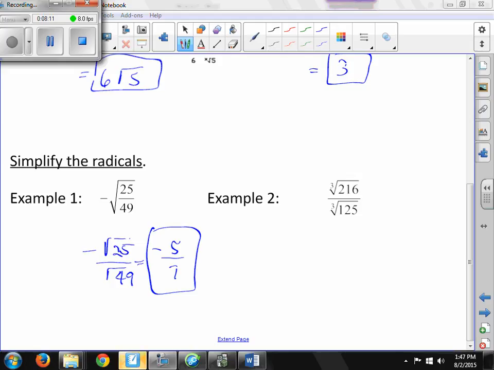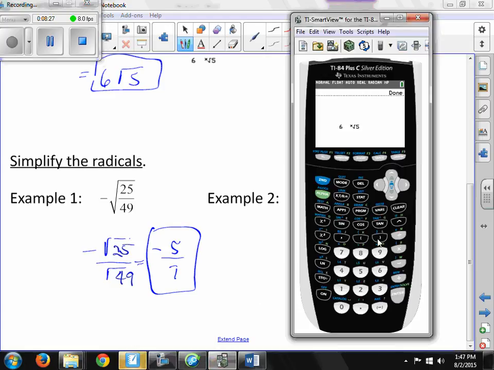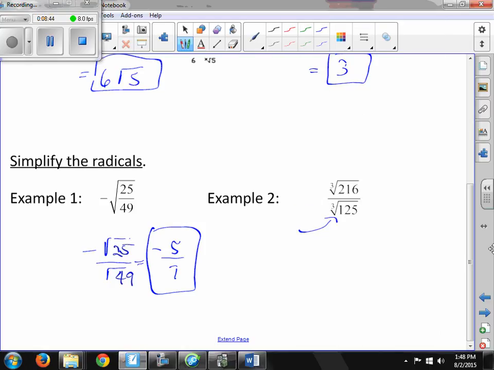Now, you may have caught a glimpse of example 2 earlier. I had typed the wrong number under there and had to go back and fix it. I can use my CPLX root program to find out what the cube root of 216 is. Cube root of 216 is 6, and the cube root of 125 is 5. So this last example will be 6 over 5.